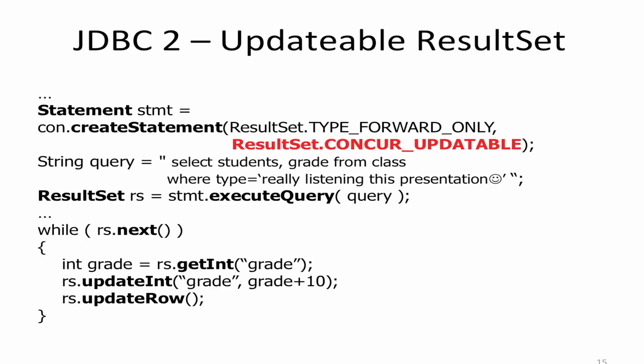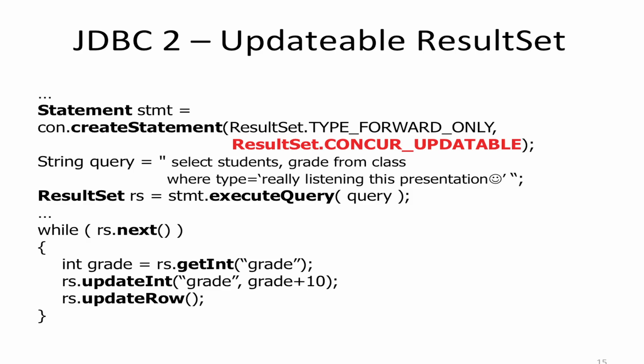And ResultSet dot CONCUR_UPDATABLE means we can change the result also, but in the previous one, CONCUR_READ_ONLY means we can only read, we cannot change it. Here we can change it. So the query is String query equals select student, grade from class. So we are finding two fields, student as well as grade, from the class table, and we are giving the condition where type equals really listening this presentation.